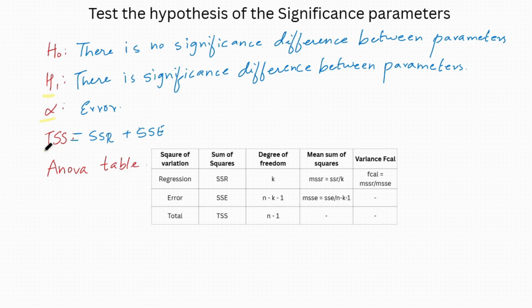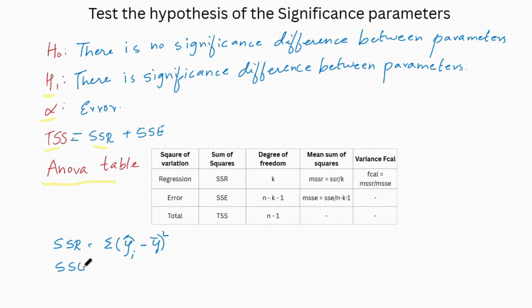And TSS, the total sum of squares, is equal to the sum of squares of regression plus the sum of squares of errors, and we represent this by an ANOVA table. Now let's see how to calculate the SSR value. SSR is equal to summation of (yi cap minus y bar) whole square.